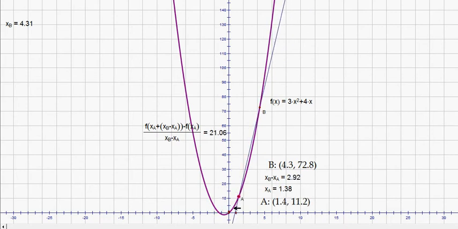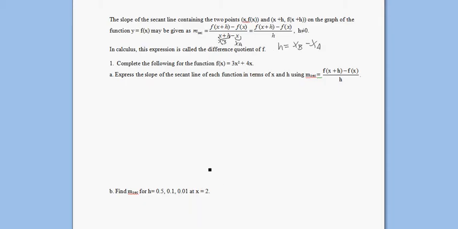So let's use the difference quotient formula to figure out the slope of any secant line that goes through this function, given some x value, and then some x value that is some distance away, which in the current situation is 2.92 away from 1.38. We'll do much nicer values. We'll do x is 2, and our h values are 0.5, 0.1, and 0.03.